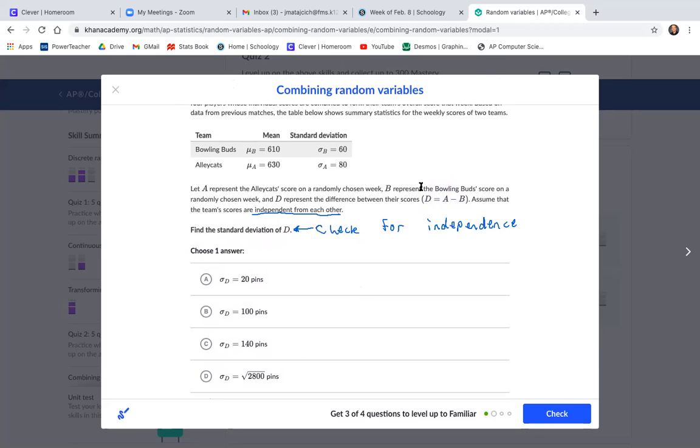All right, so since it passes that first test, since these variables are independent, we still can't add the standard deviations, but what we can do is add the variances.